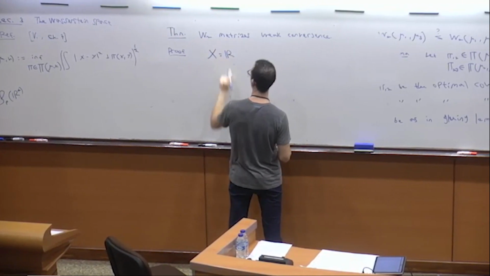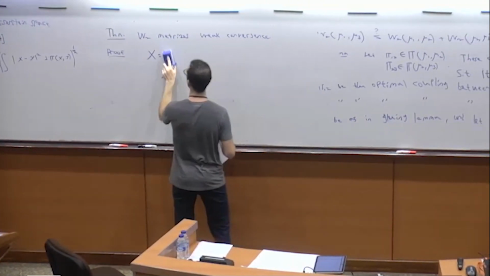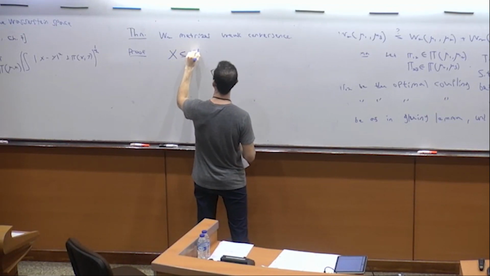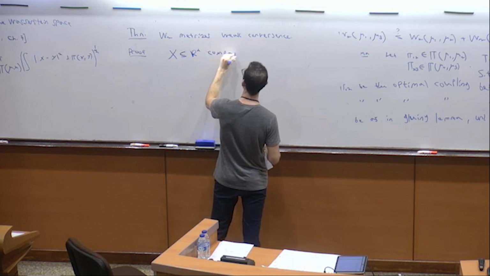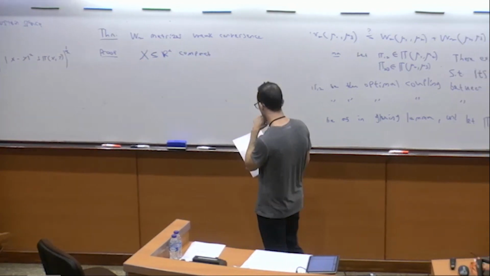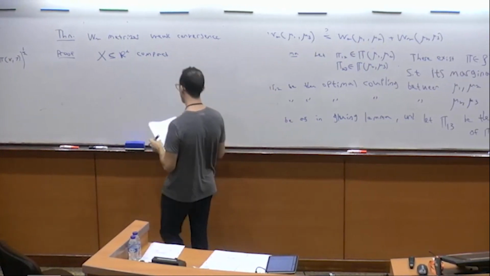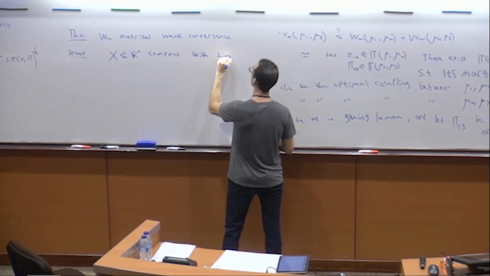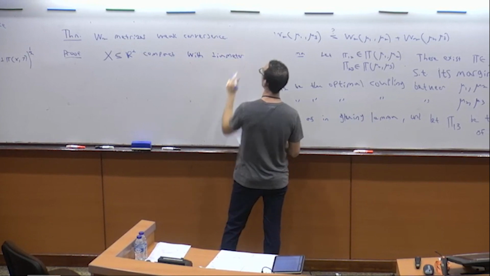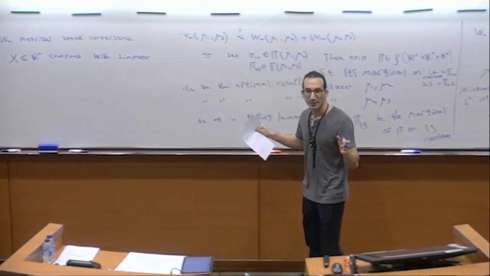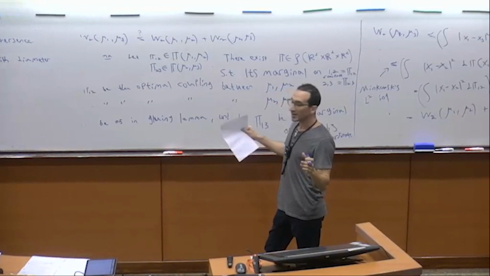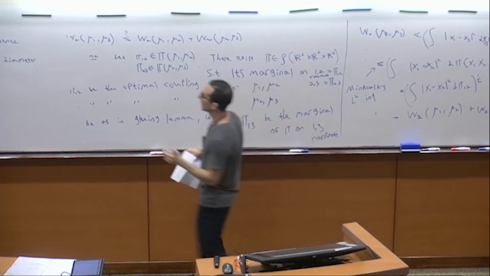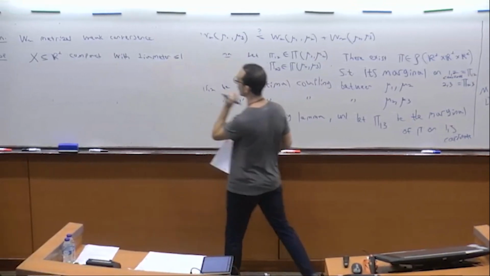So we'll take X to be a compact set of R^D. And we'll also assume that the diameter, which is the distance between the two points in the set that are farthest away from each other, is no more than 1.